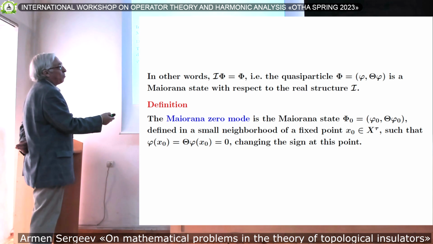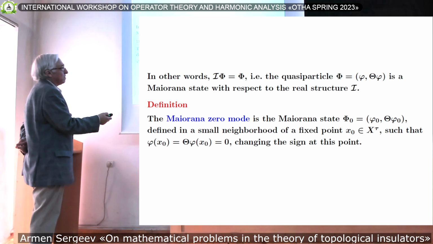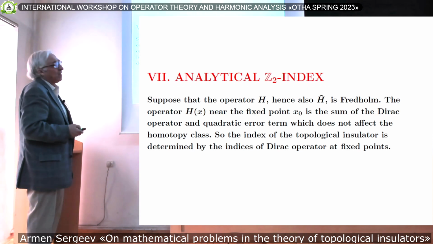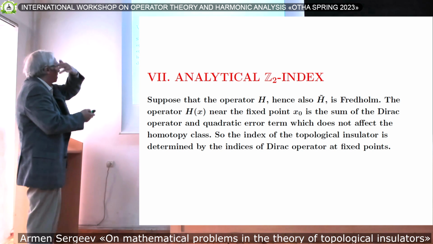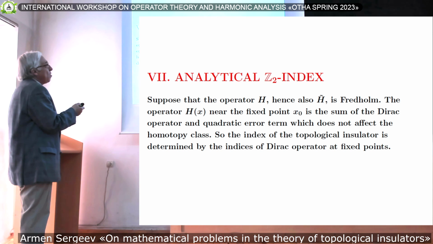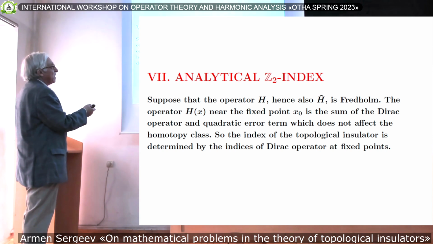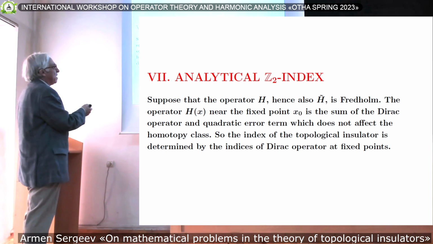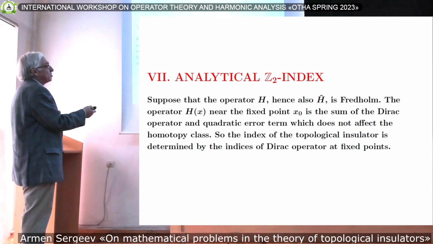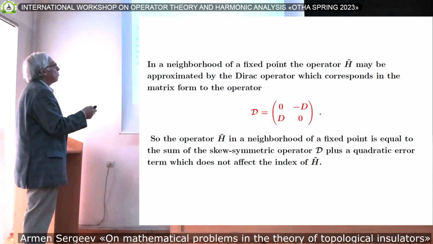small neighborhood of a fixed point, such that at this point phi is 0, theta phi is 0, and the sign is changing at this point. Now I come to the analytical topological invariant, the Z2 index. Suppose that the operator H tilde is Fredholm. The operator H of x near the fixed point x sub 0 is the sum of the Dirac operator and a quadratic error term, which does not influence the homotopy class. So the index of a topological insulator is determined by the indices of Dirac operators at fixed points.